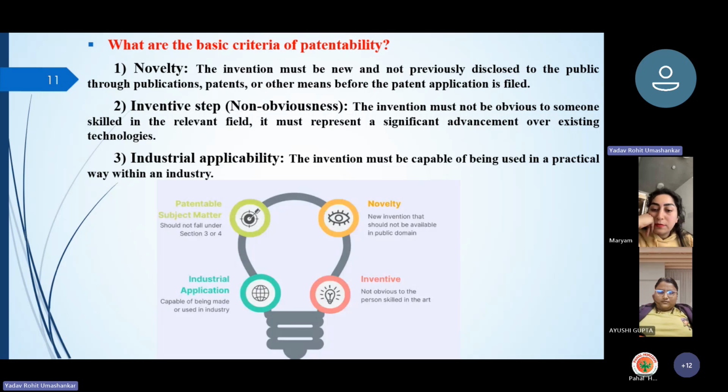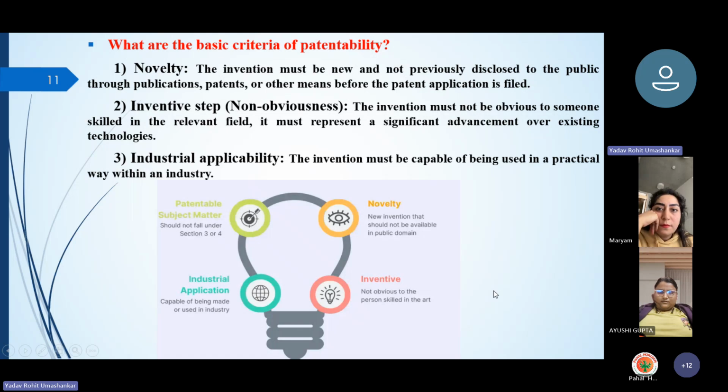It must represent a significant advancement over existing technologies. So there should be some technological change in that. Inventive step means there should be some technological change, and industrial applicability. So the invention must be capable of being used in a practical way within the industry. It can be commercialized in the form of goods and services being given to the public domain.